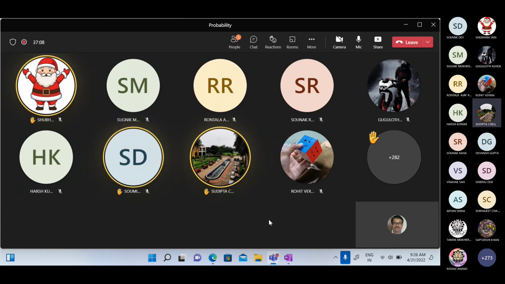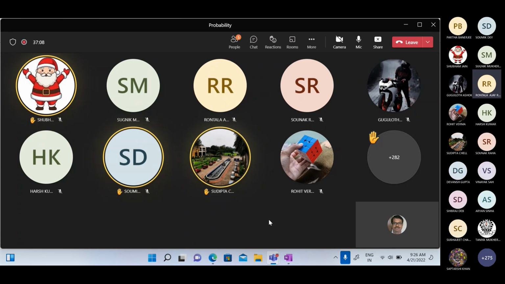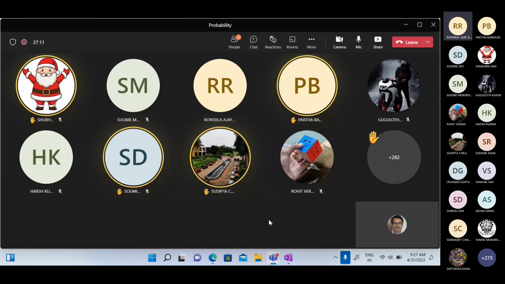Sir, can I say? The answer will be 27 by 87. Partho, yes, please. So there are actually cases. First of all, the first case is when both of the bulbs we have taken are defective. The second case is when only one of the bulbs is defective. Either the first bulb can be defective or the second bulb can be defective.